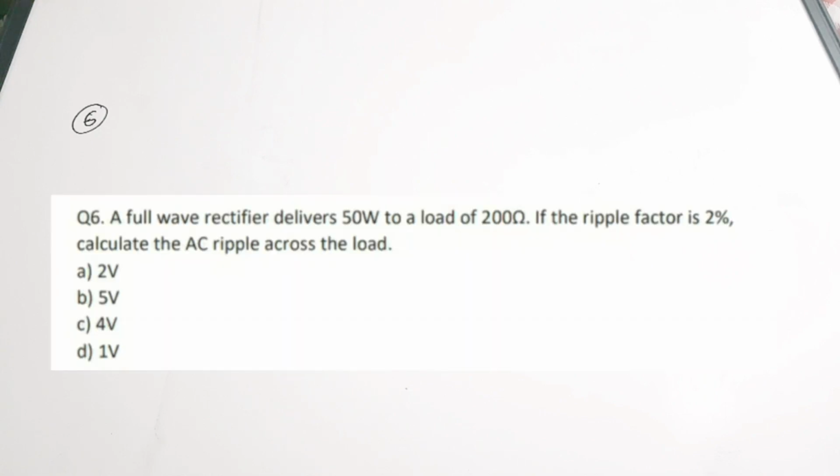So the sixth question is, a full wave rectifier delivers 50 watt of power to a load of 200 ohms. The load resistance value is given. The power delivered is 50 watt. If the ripple factor is 2%, calculate the AC ripple across the load. That is how much AC voltage will appear across the load. That is the question.